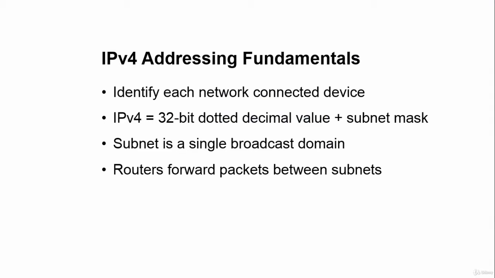So in this video I want to go through something that probably isn't discussed a lot as you're learning subnetting, and that's what network address zones are. And I'm going to start with IPv4 addressing again. So an IPv4 address is used to identify each network connected device uniquely on the network. And IPv4 is a 32-bit dotted decimal value plus a subnet mask. The subnet mask is just denoted with a slash typically. The subnet is a single broadcast domain, as we've discussed, and the routers forward packets between subnets. And that's essentially all layer 3 architecture.